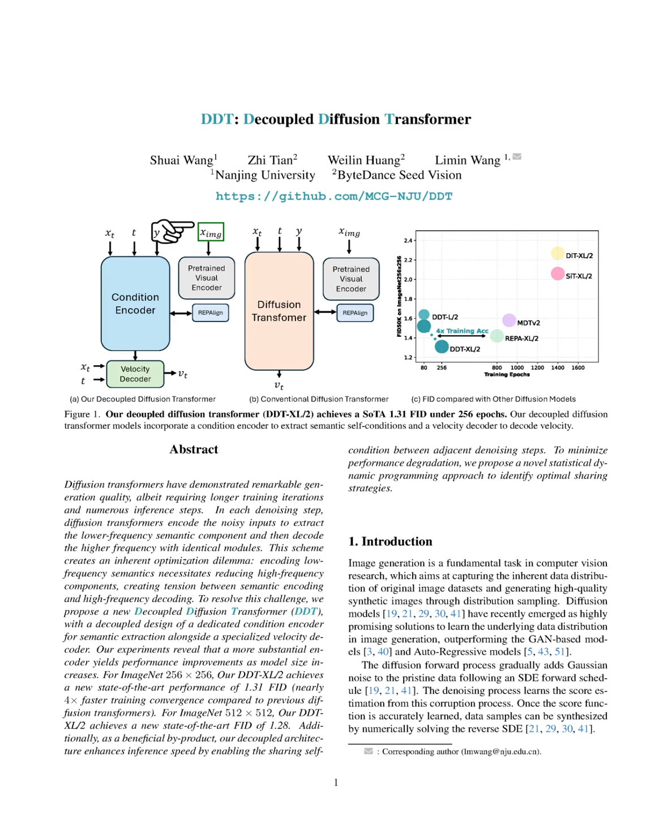Section: Introduction. In this section, we introduce image generation as a key task in computer vision research, focusing on how it captures the data distribution of original image datasets to create high-quality synthetic images. Recently, diffusion models have emerged as effective solutions for learning these data distributions, surpassing traditional GAN and auto-regressive models. The diffusion process involves gradually adding Gaussian noise to clean data, and the denoising process estimates the score from this noise. Once we accurately learn the score function, we can generate data by solving the reverse process.